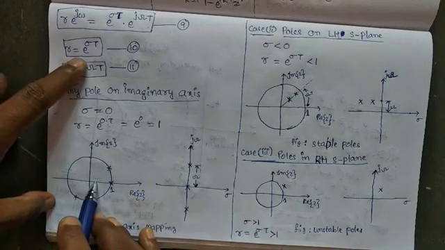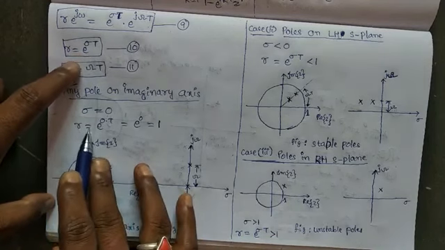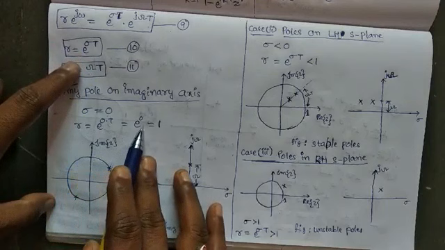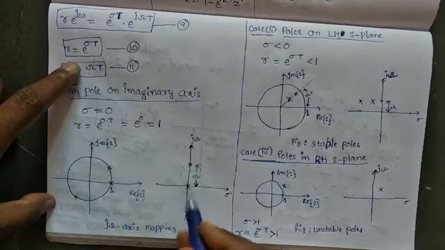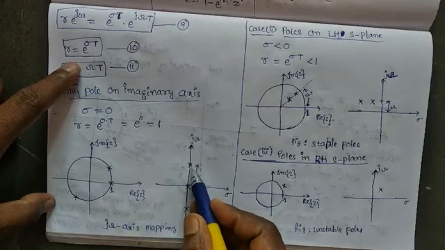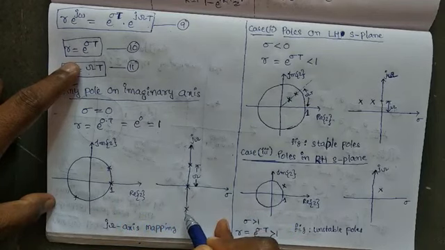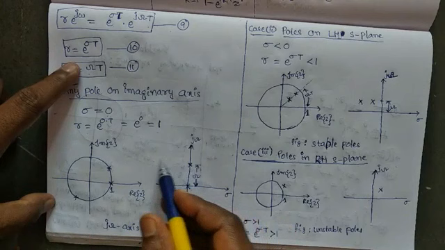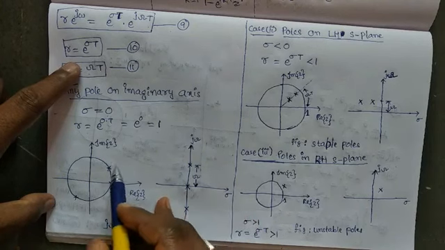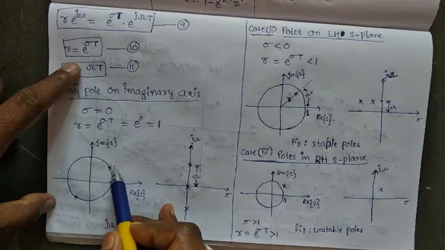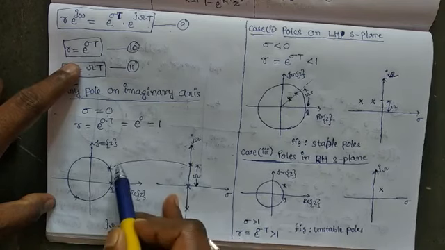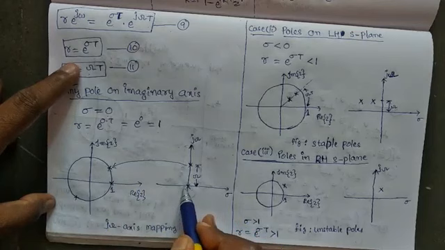Here, sigma is equal to 0, we are substituting in equation 10. Here e power 0, its value is 1. So these poles on the imaginary axis map into the unit circle. Poles on the unit circle.